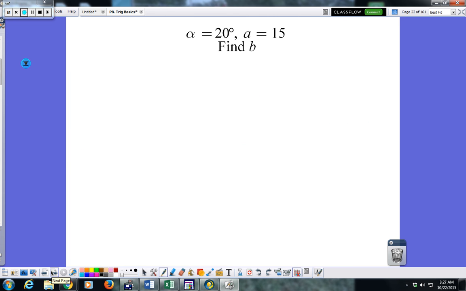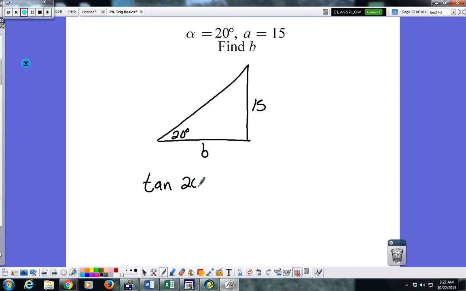Another one of these. I must like these problems. We've done plenty. Alpha is 20 degrees. You're given A is 15, and we're looking for B. We haven't worked any tangent problems. That's the reason I threw this one in. This is a tangent problem, because we're dealing with opposite and we're dealing with adjacent. The tangent of 20 degrees is equal to opposite over adjacent.